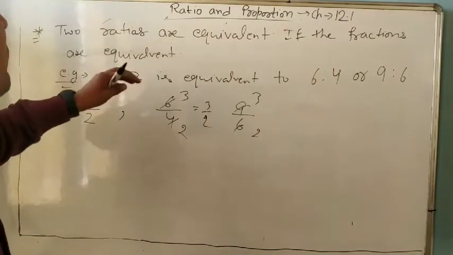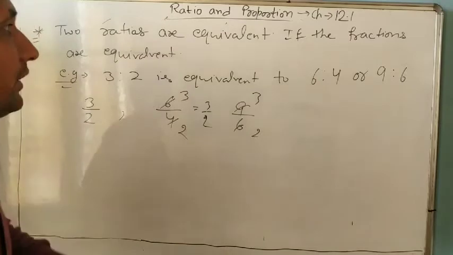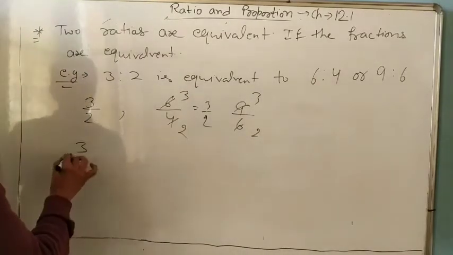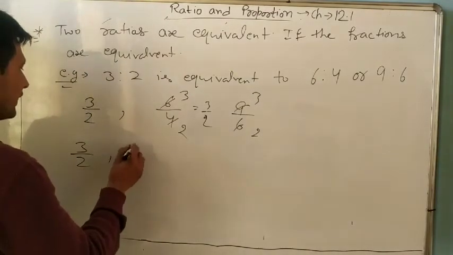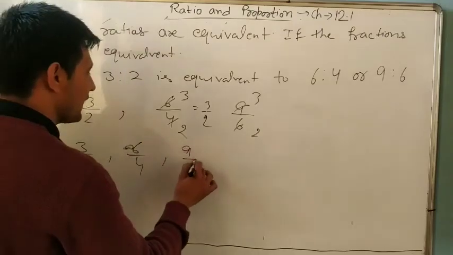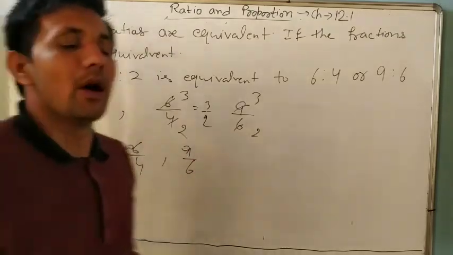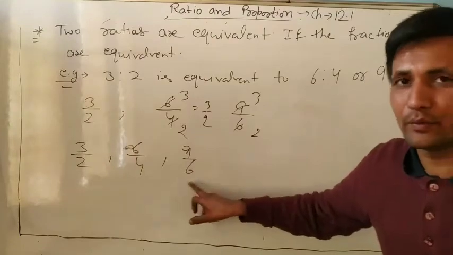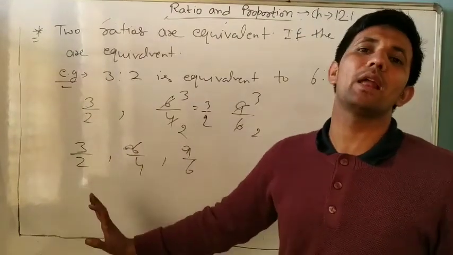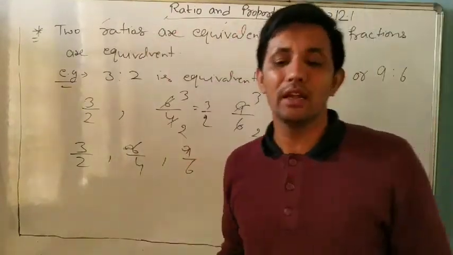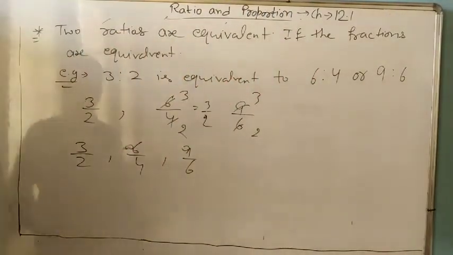Equivalent means the fractions are equivalent. Yes, 3:2, 6:4, 9 upon 6. All are equivalent fractions or not? It means if they are equivalent fractions, then they are equivalent ratios also. Understand? So note it down.